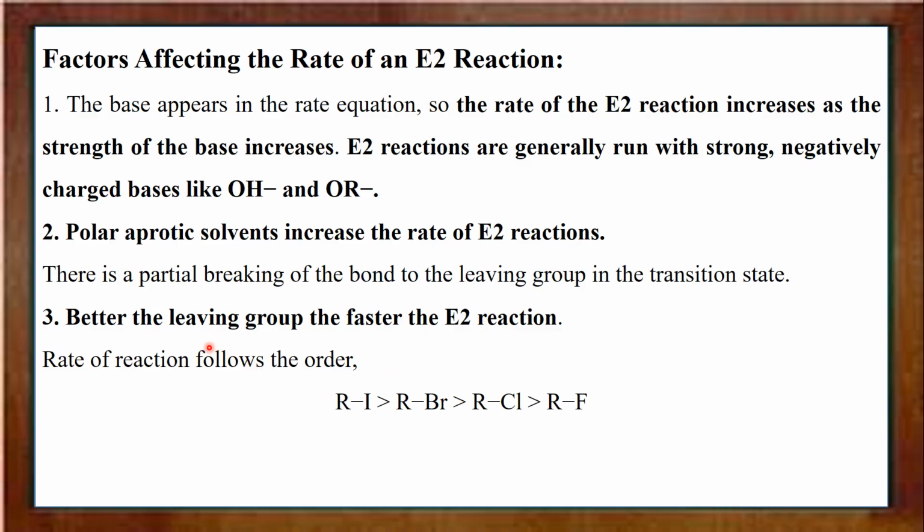Another important factor is the efficiency of the leaving group, the leaving ability of the leaving group. So the better the leaving group, the faster will be the E2 reaction. Here I have given various alkyl halides: alkyl iodide, bromide, chloride, fluoride. Among all these, alkyl iodide undergoes elimination at the fastest rate because iodide is the best leaving group among the halides.